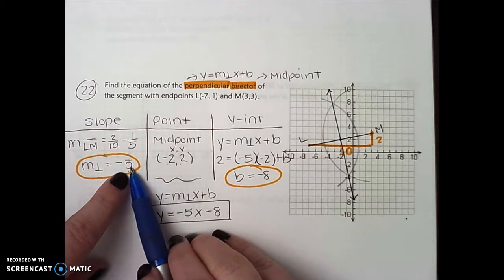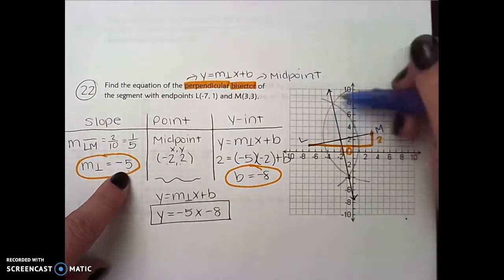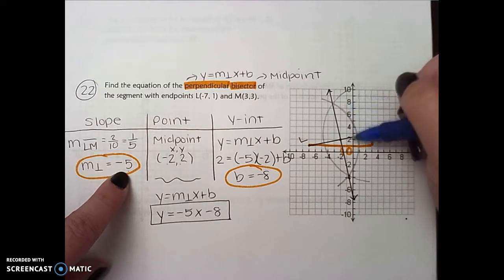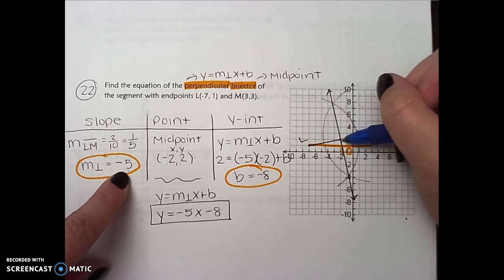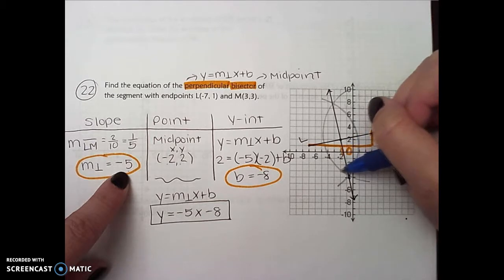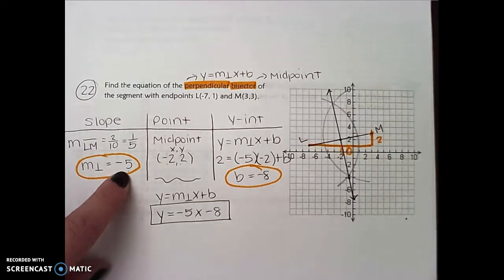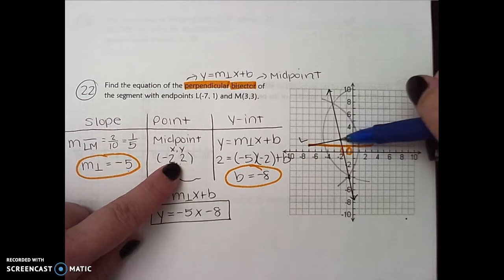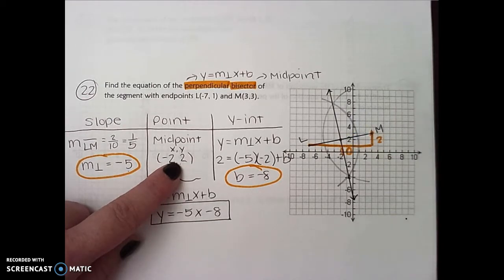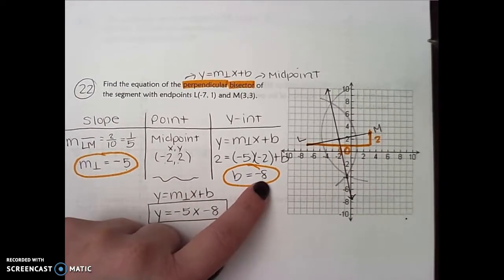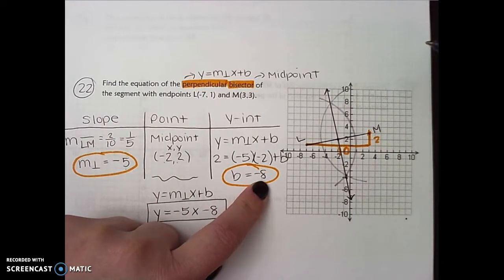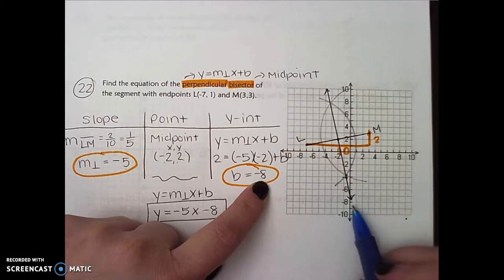My slope of -5 makes sense. I could pick 2 points on this line and just verify my slope. So I'm going down 1, 2, 3, 4, 5, and over 1. That makes sense. My midpoint makes sense. It went through that point that I found as my midpoint. And my y-intercept makes sense too. My y-intercept is where my line intersects the y-axis. And I can see right down here, it is intersecting at -8.